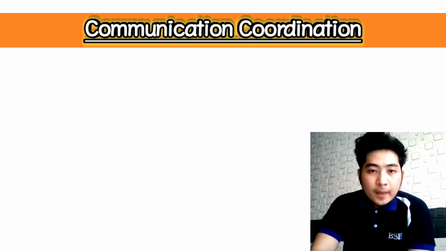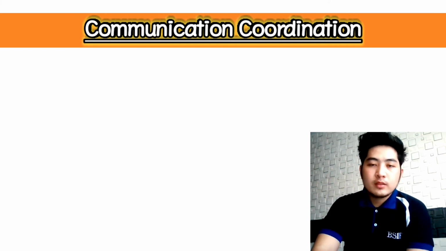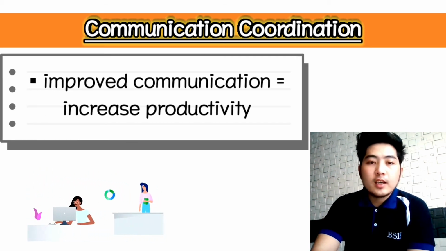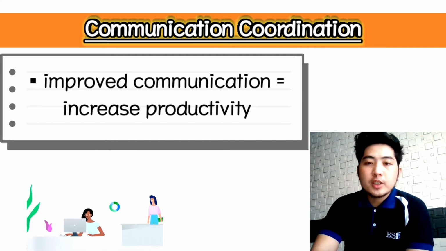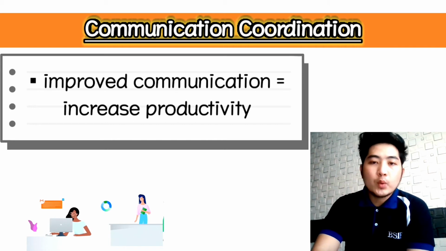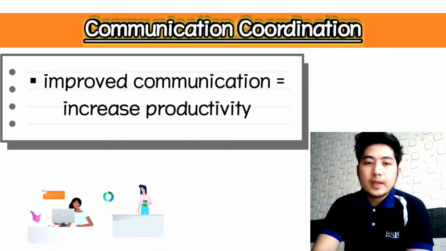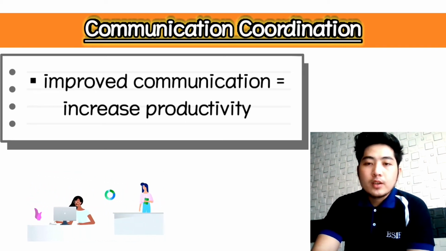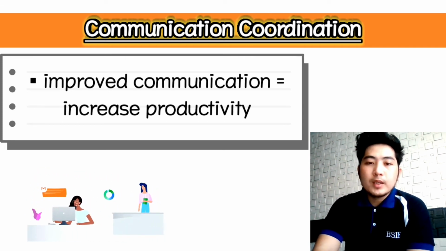Second, communication coordination. Improved communication within a company can increase productivity when information is shared from one department to another quickly and accurately. It can speed up the pace at which the company can operate and ensures that all necessary parties get the data they need to be productive.